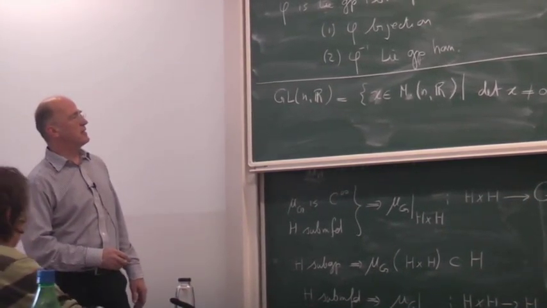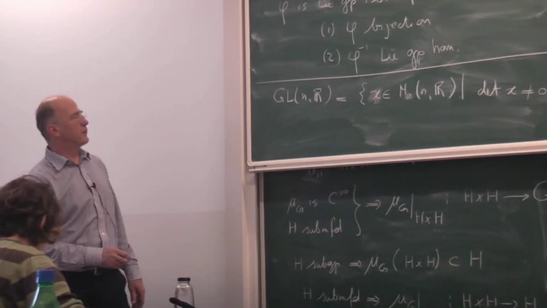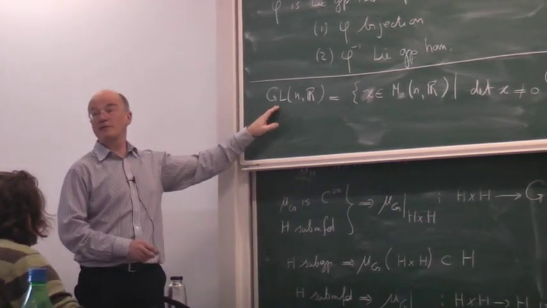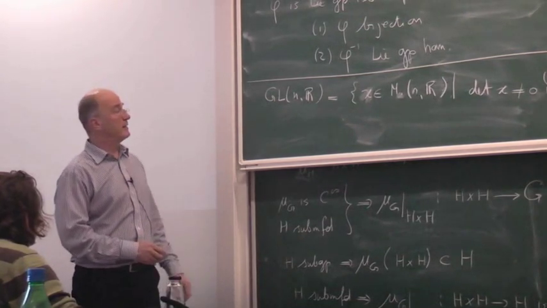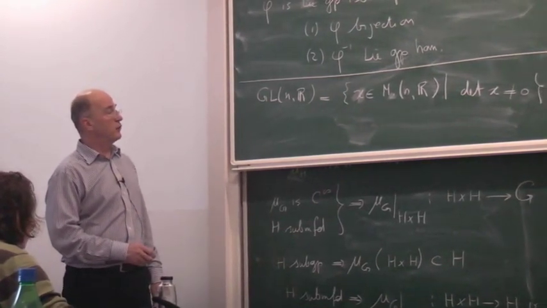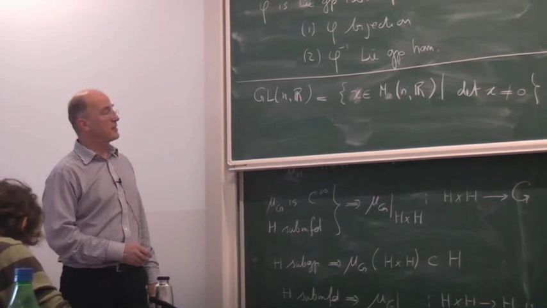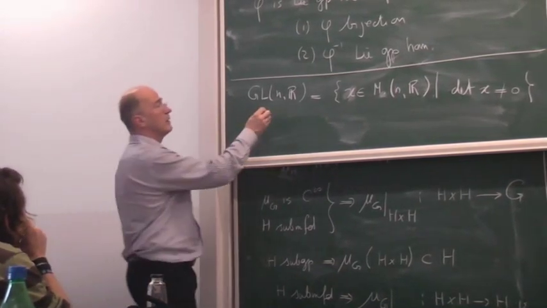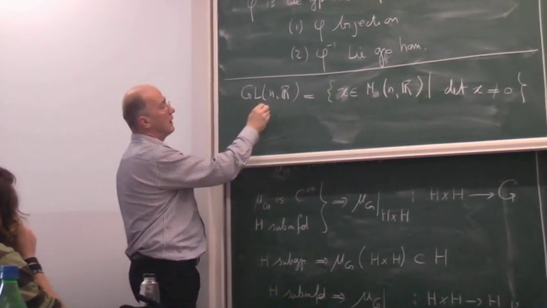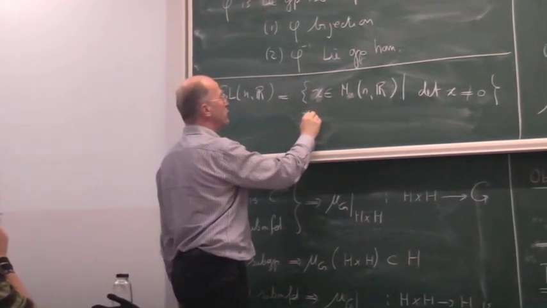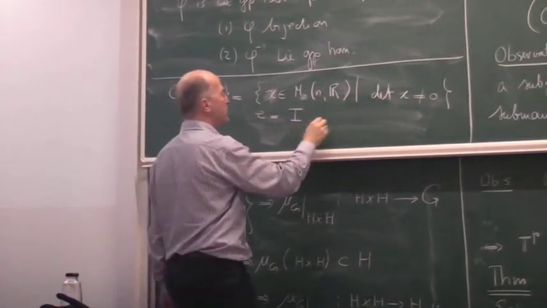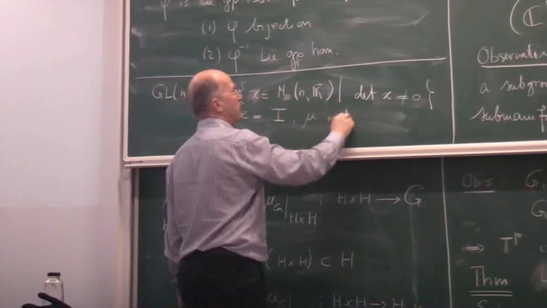The matrices that are invertible, clearly this is a group by the multiplicative property of the determinant and by the fact that the determinant of the identity matrix is 1. And so what's the neutral element here? The neutral element is just the identity matrix. And the multiplication map is matrix multiplication.